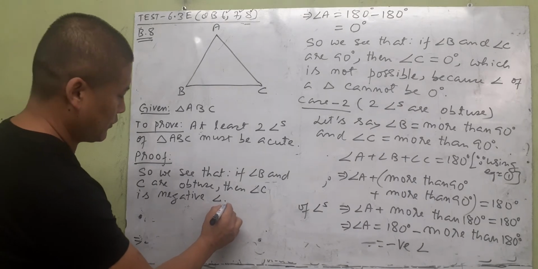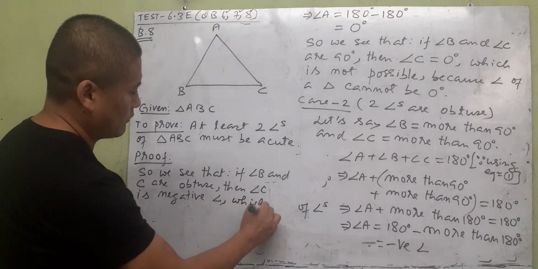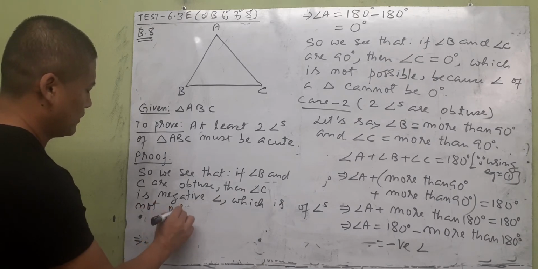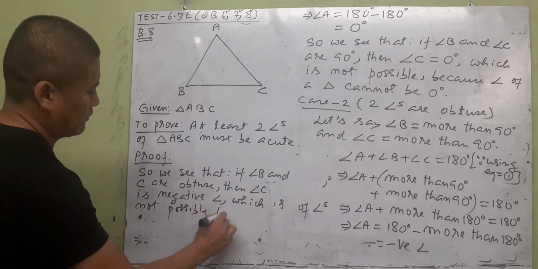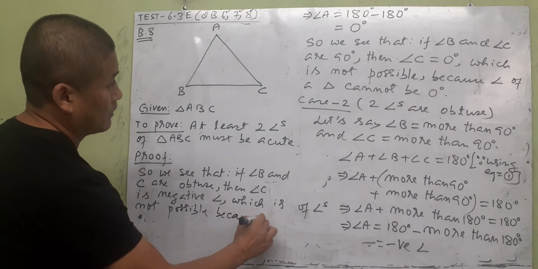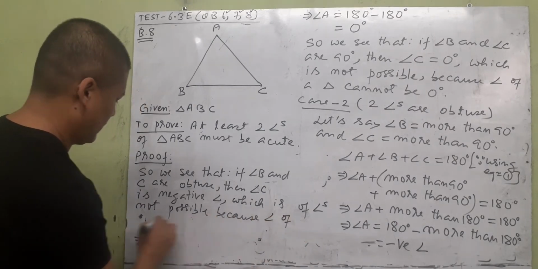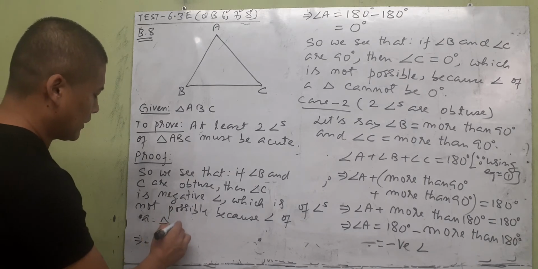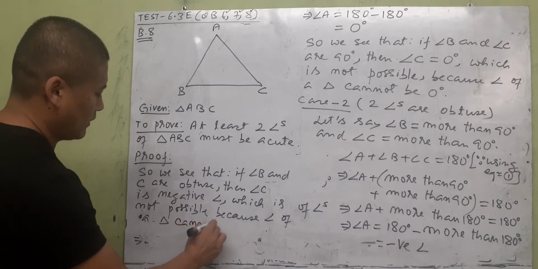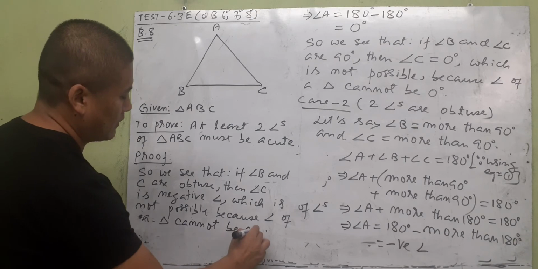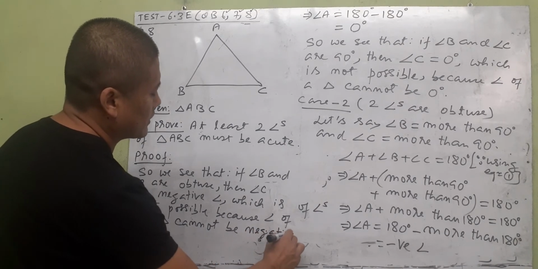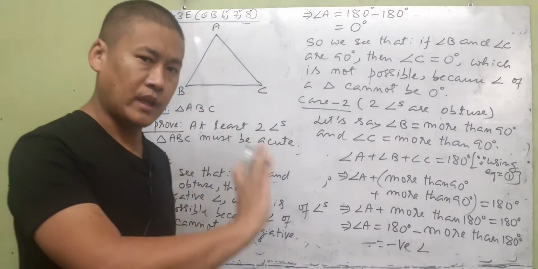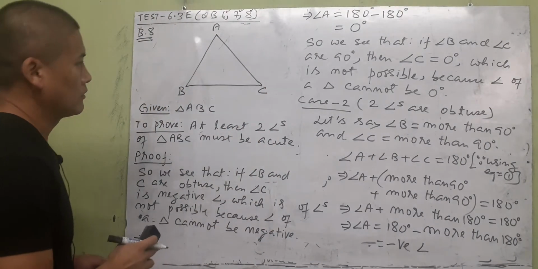Okay, which is not possible. Again, which is not possible, because the angle of a triangle cannot be 0, we know, but the angle of a triangle cannot be negative also. So this assumption that two angles are obtuse, more than 90, is also not possible in a triangle. So let us go to case 3.